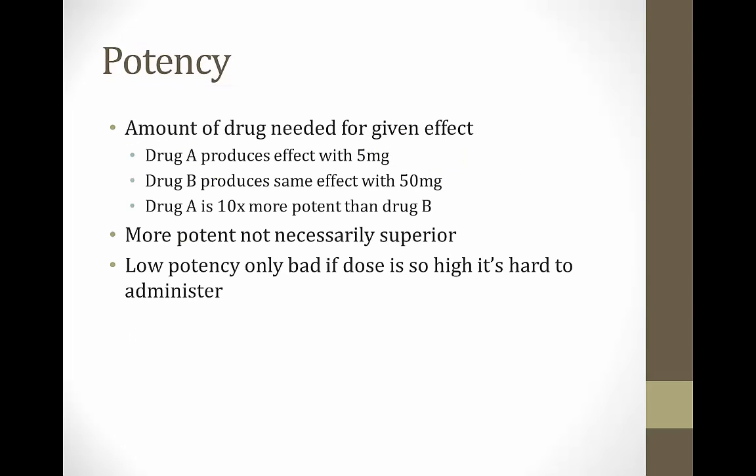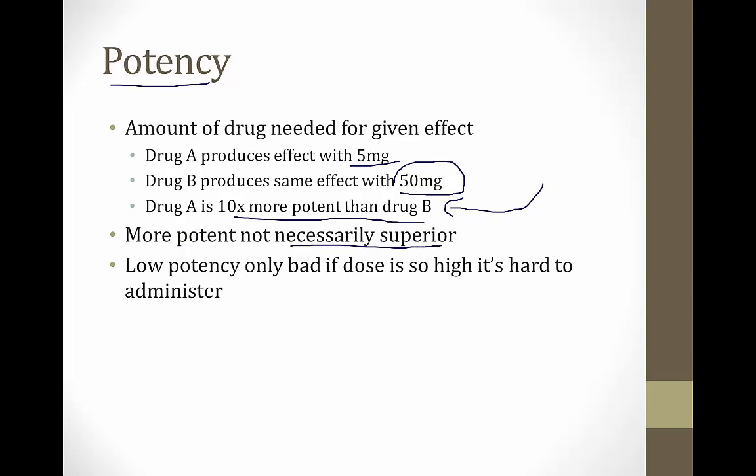The second important concept is called potency, and this is the amount of drug needed for a given effect. Suppose, for example, that drug A produces a given effect with 5 milligrams, and drug B can produce the same effect, but you have to give 50 milligrams. We would then say that drug A is 10 times more potent than drug B. This is just an indication of the amount of milligrams of drug required to achieve a given effect. And it's important to know that more potent isn't necessarily superior. It depends on what you're after.